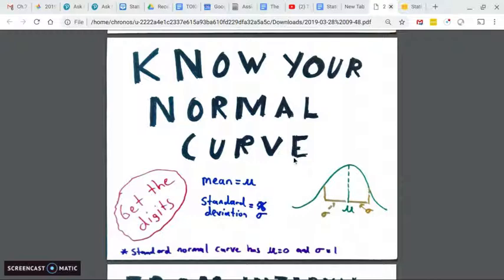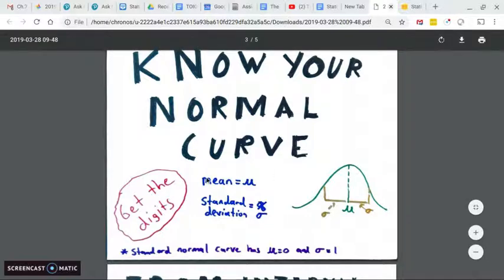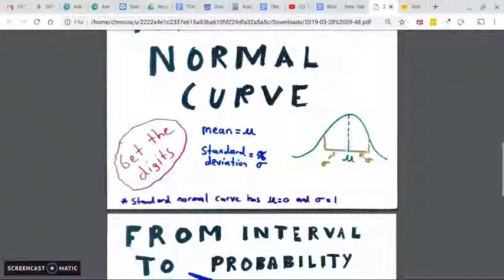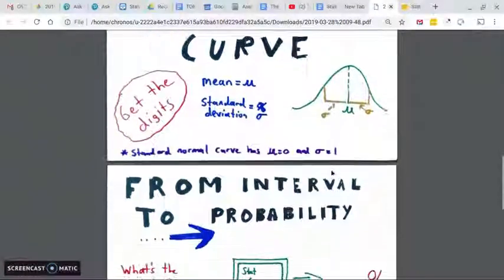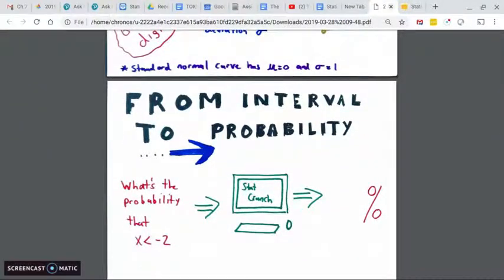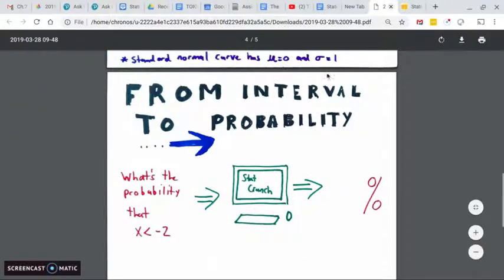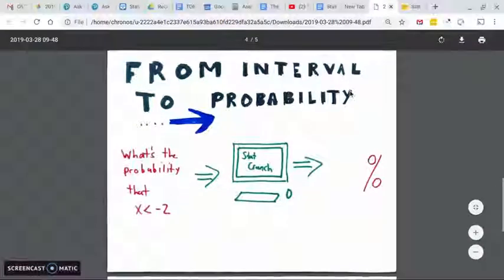Now, one thing that's important to remember, sometimes they don't give you what the mean and the standard deviation are, but they'll just tell you that you have the standard normal curve. It's understood that the standard normal curve has a mean of 0 and a standard deviation of 1. So if you don't see the mean and the standard deviation, look for the words standard normal curve or z-score to know that the mean is 0 and the standard deviation is 1.